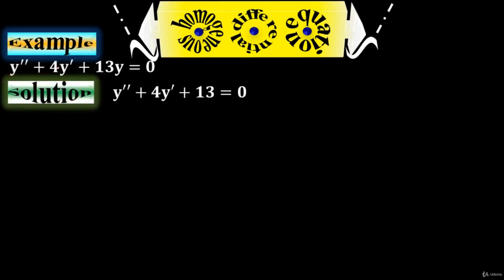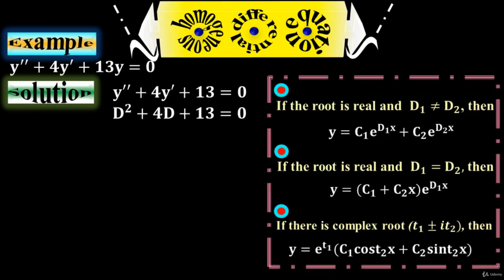Step 1. To change the equation into differential operator form, which is D squared plus 4D plus 13 equals 0. These are the rules at the right side. But look at here. Can we simply factorize this equation? No, it is not possible to simply factorize it. We're going to use the quadratic equation here.